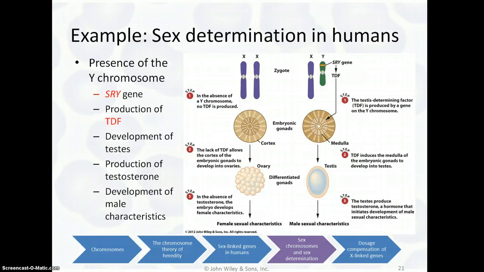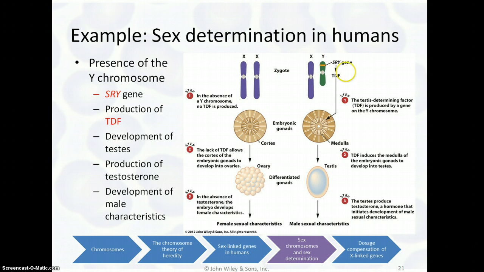Okay, so let's talk about sex determination in humans. What actually happens during embryonic development that leads to the gender of the offspring? Well, essentially, it's the presence of the Y chromosome that determines the gender of the fetus, and let me explain that. If you have an X and a Y chromosome, as you know, that means you will be male. But on the Y chromosome, up here, there's a gene called the SRY gene. This SRY gene produces a protein called TDF. TDF stands for testis determining factor.